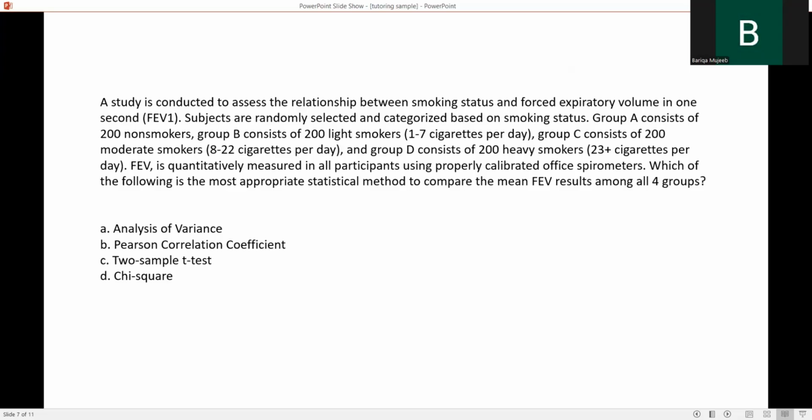So, there are four groups, and the variable that we are trying to compare is FEV1, which is quantitatively measured. So, what would be the appropriate statistical method to compare the mean FEV1 in all the four groups? Option A, analysis of variance; option B, Pearson correlation coefficient; option C, two sample t-test; and option D is chi-square.